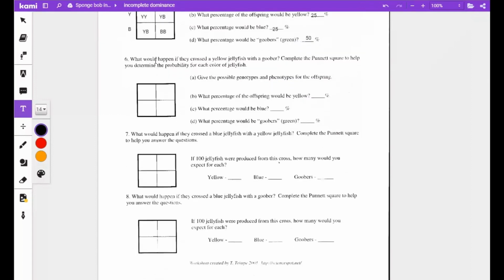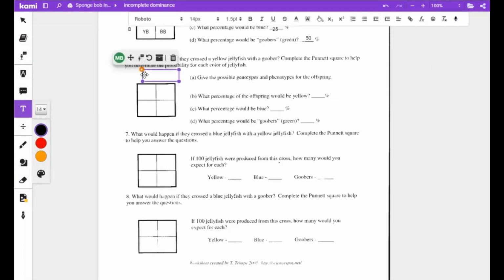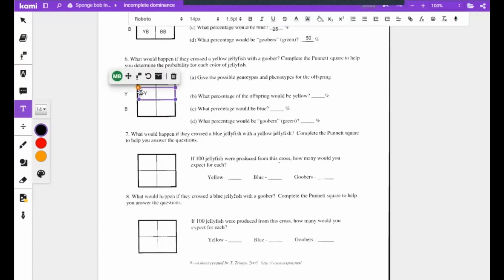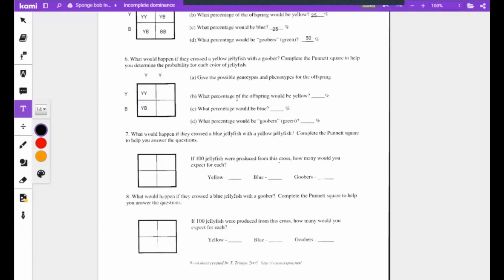Okay, moving down to 6. What would happen if we crossed a yellow jellyfish with a goober? I hope you guys are starting to figure out how easy this really is. So I have a yellow, 2 big Y's, with a goober, a Y and a B. Again, I'm not doing all of them. Why? I don't need to. These are 2 big Y's, so I only need to do this one, big Y, and down here, big Y, big B. That's all I need to do. It's going to repeat over here, and the percentage is still going to be the same.